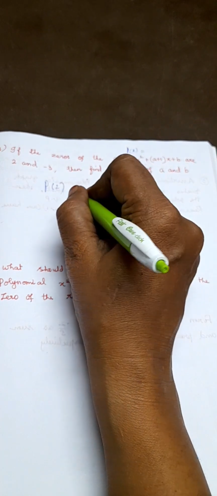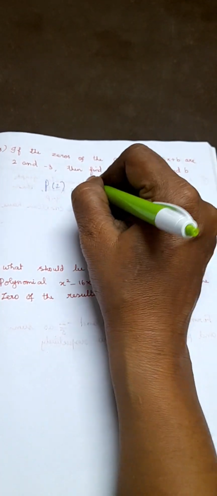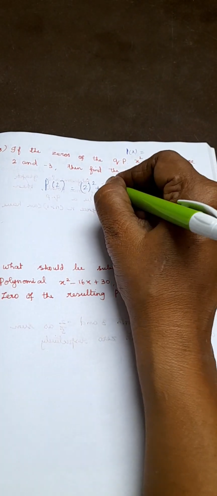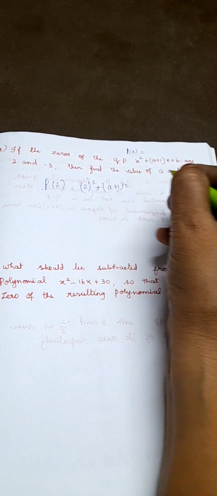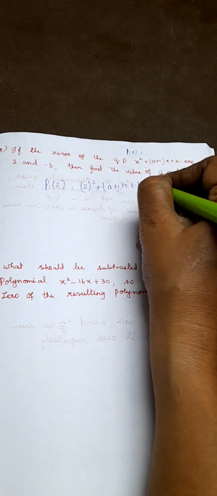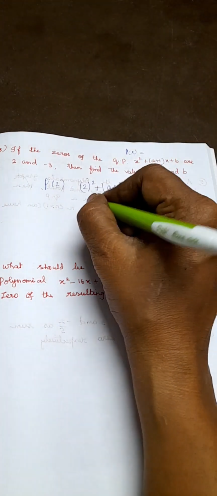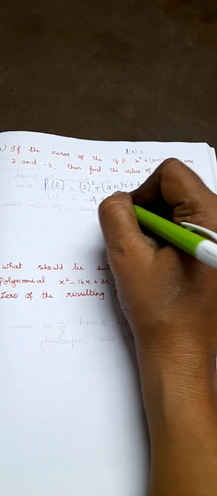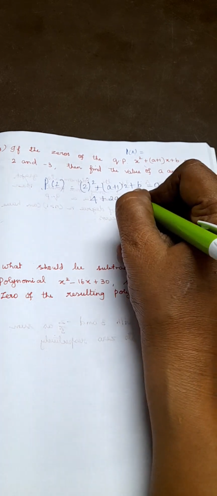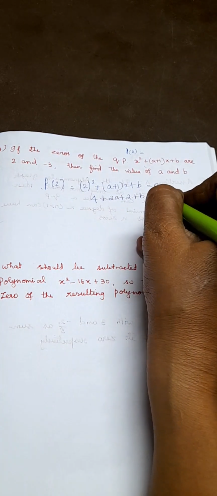P of 2 will be, what will I get? 2 square plus a plus 1 into 2 plus b equal to 0, because they are factors, right? So what I will get: 4 plus 2a plus 2 plus b equal to 0.